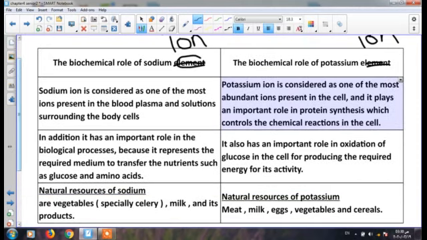The natural sources of sodium ion: vegetables, milk, and its products. The natural sources of potassium ion: meat, milk, eggs, vegetables.